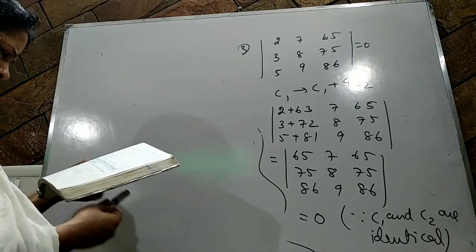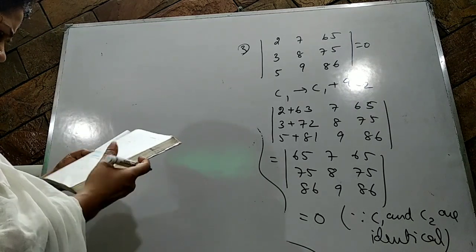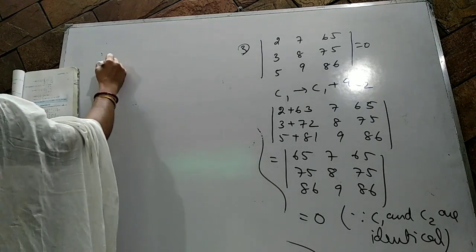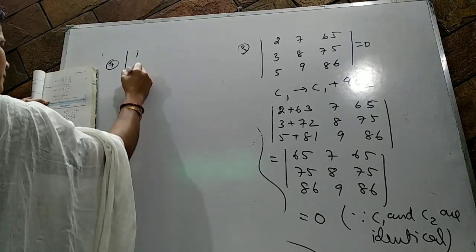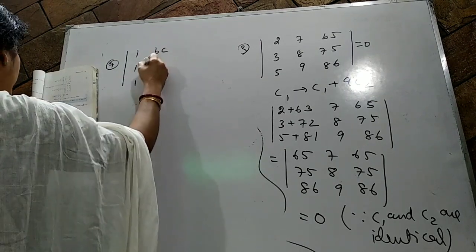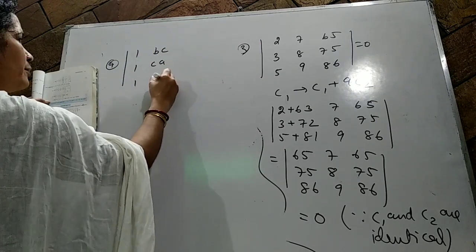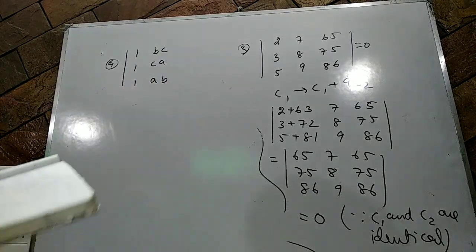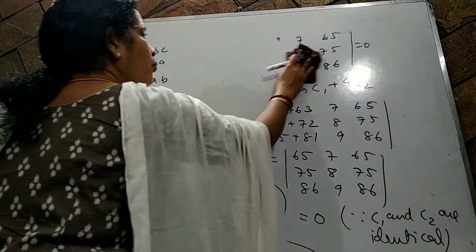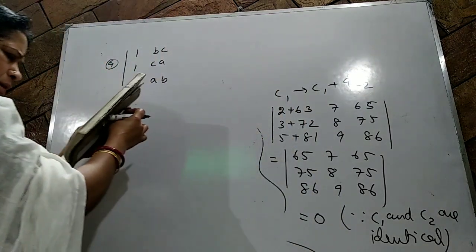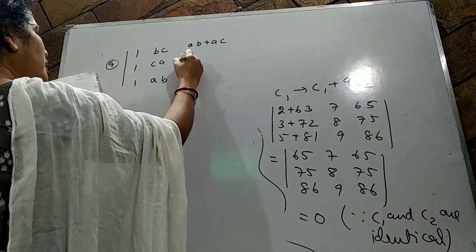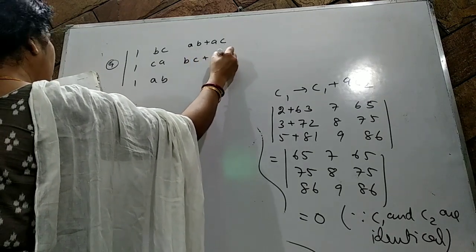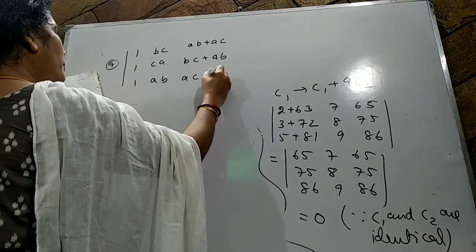Now see, beta, next I'm taking question number 4. 4 is also homework, let me explain how to do it. This is BC and this is CA and then this is AB. First you have to do one thing, beta: open this bracket. Now listen, if you open this you will get AB plus AC, and then here you will get BC plus AB. Here you will get AC plus BC.